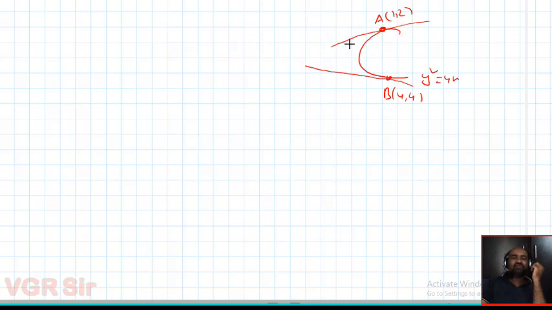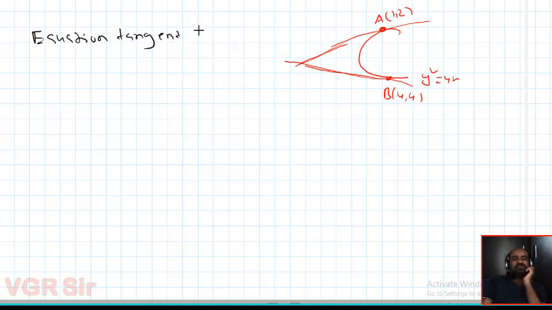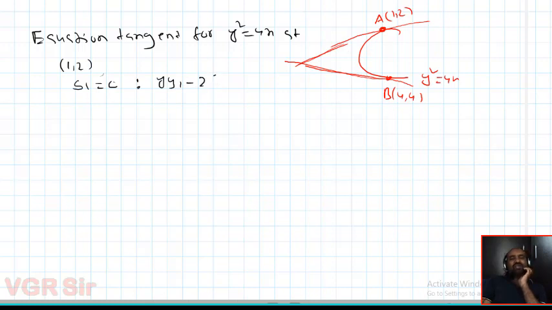Now the next target is to find the equation of this tangent as well as the equation of this tangent. I will write the equation of tangent for y square equal to 4x at 1 comma 2. Direct formula, no? What is the formula? S1 equal to 0 only. What is S1 here? y y1 minus 2a times (x plus x1) equal to 0.